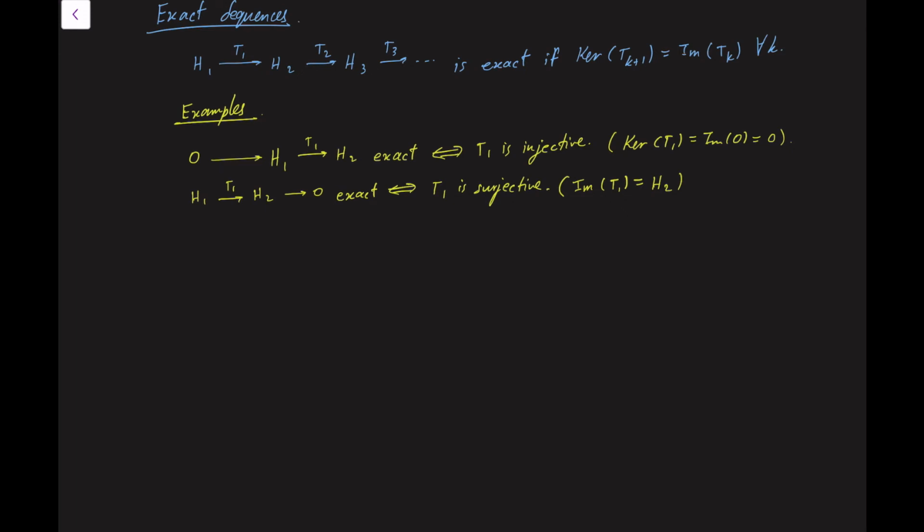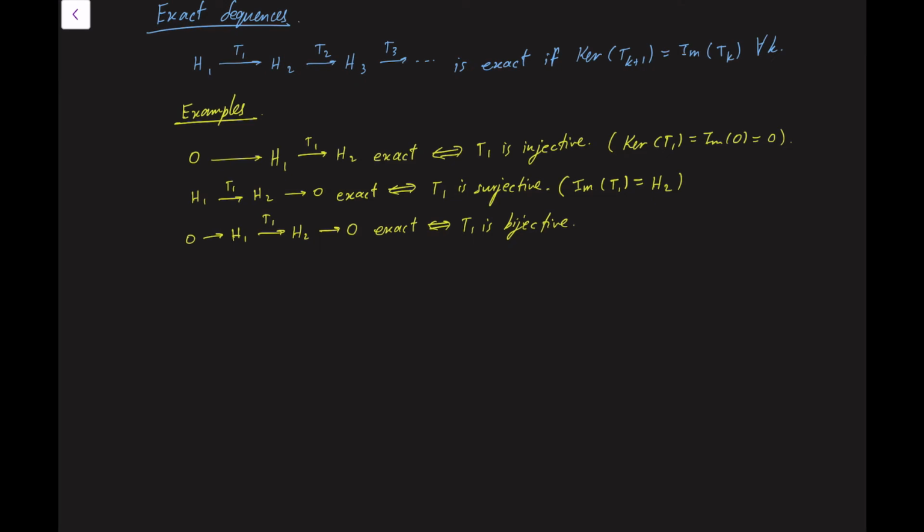If we combine these two sequences, we get 0 maps into H1, which maps via T1 into H2, which then maps to 0. This is exact if and only if T1 is bijective. This makes sense because in this case T1 must be both injective and surjective, looking at the top two sequences, and so T1 is bijective. More precisely, T1 is an isomorphism in this case.